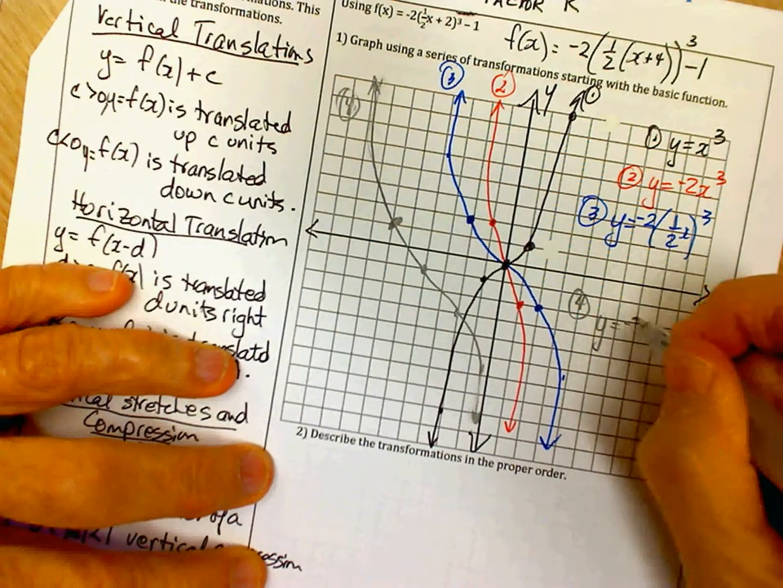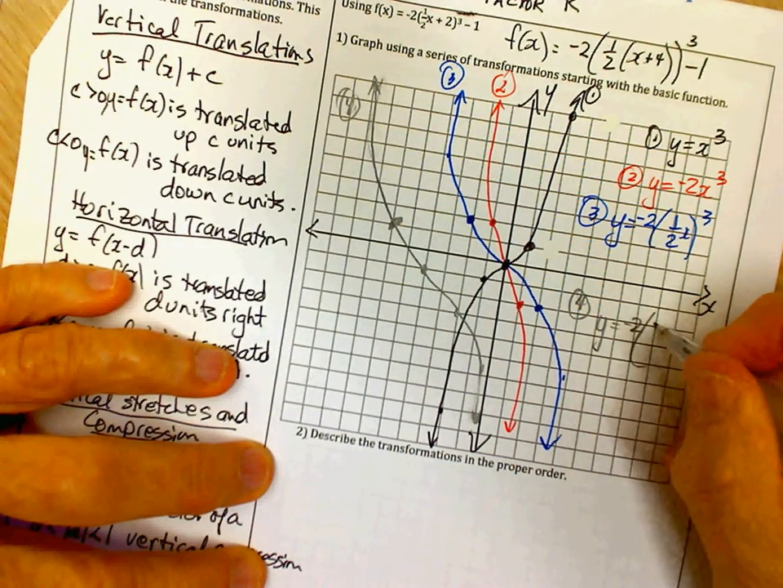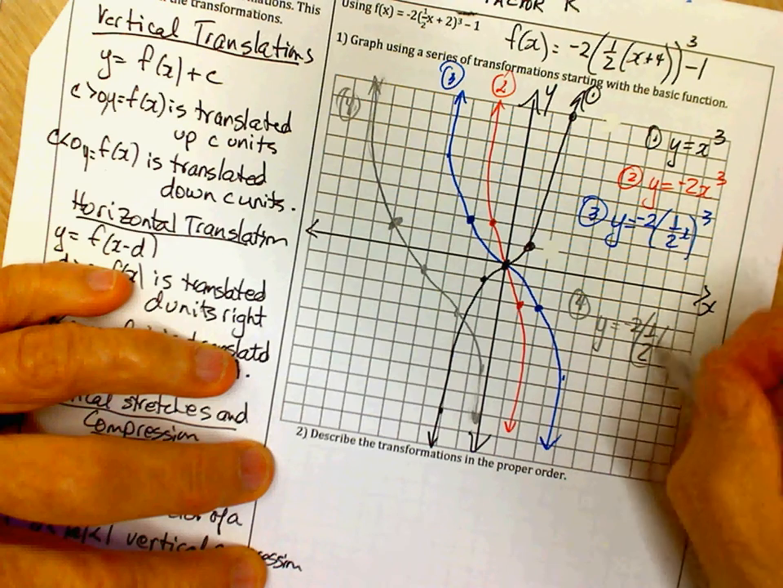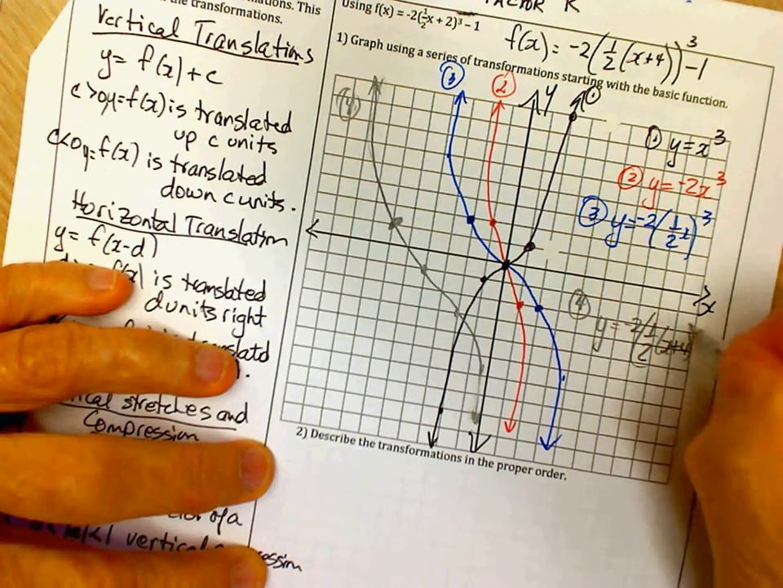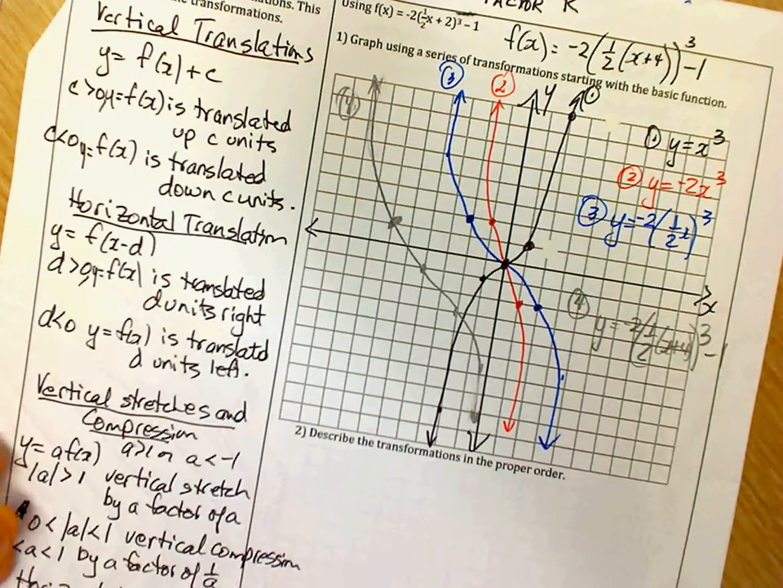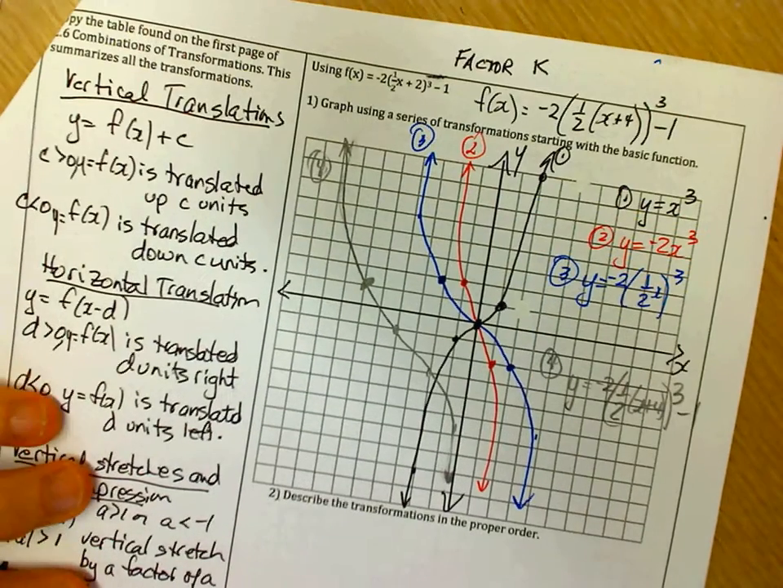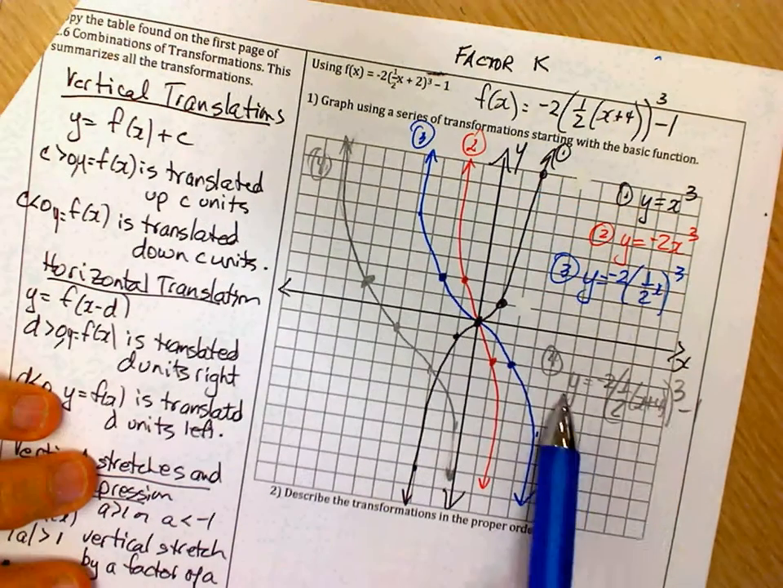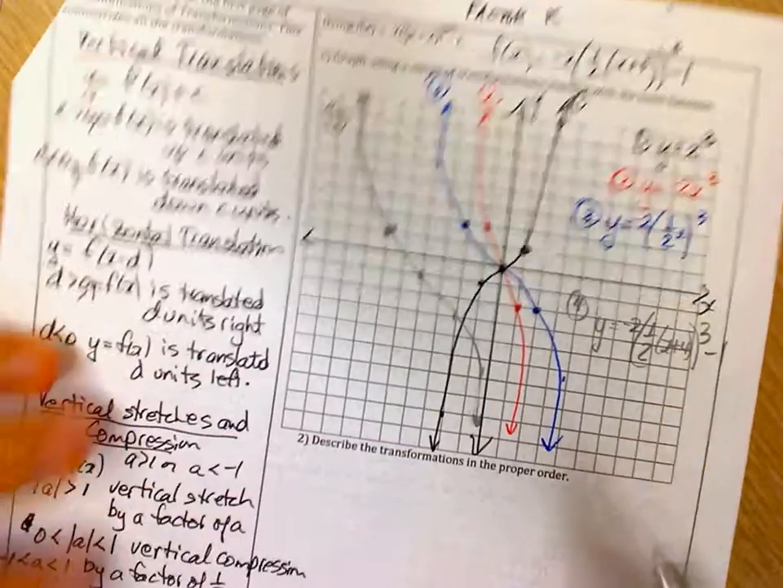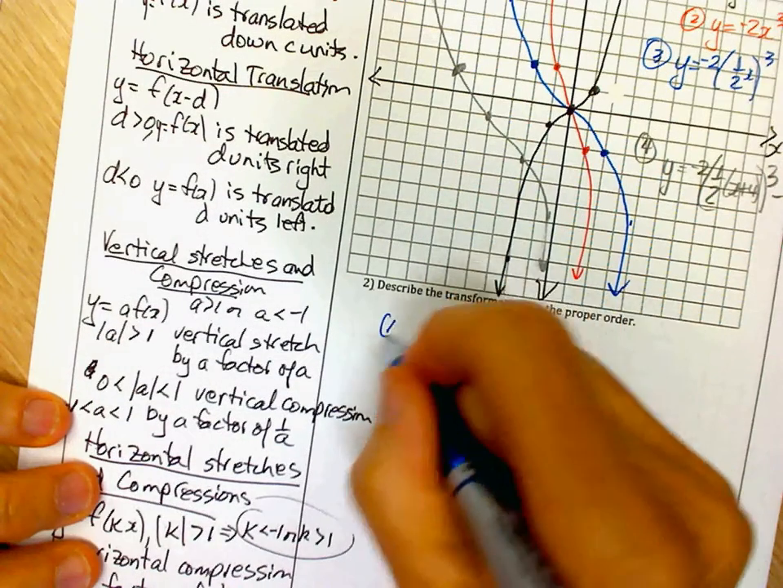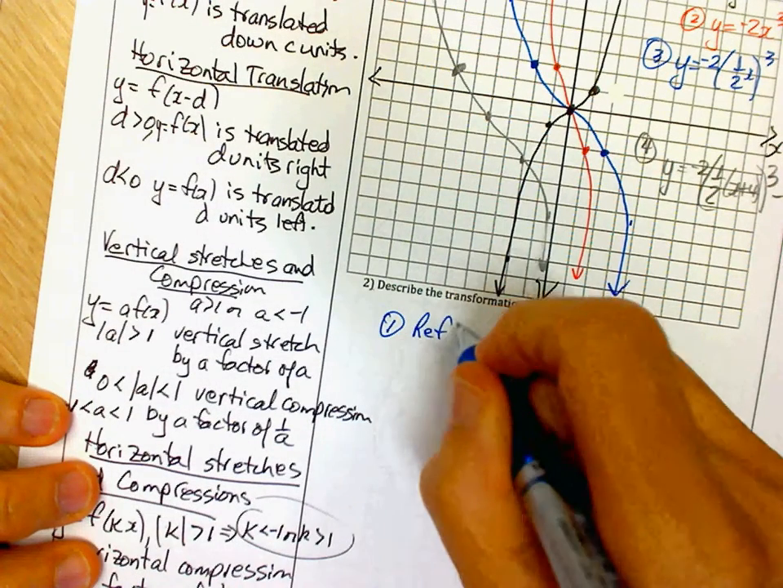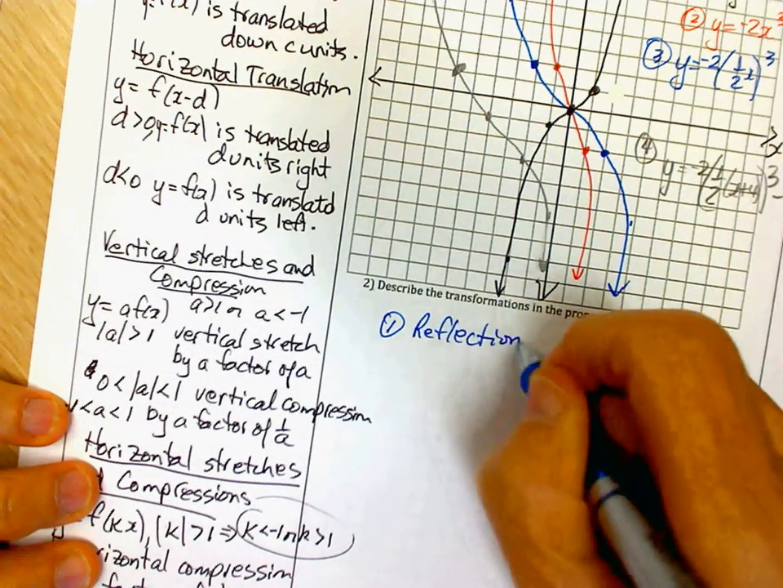Okay, let's describe the transformations in proper order. And to get the proper order, we just follow the equation from left to right. Reflection over the x-axis, right? That negative sign, we reflect over the x-axis.